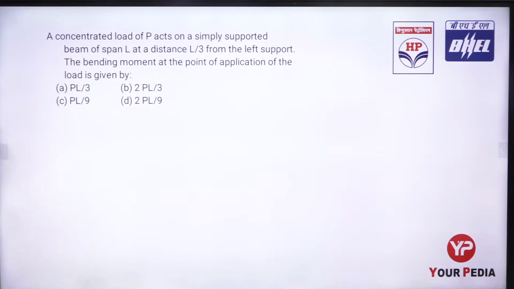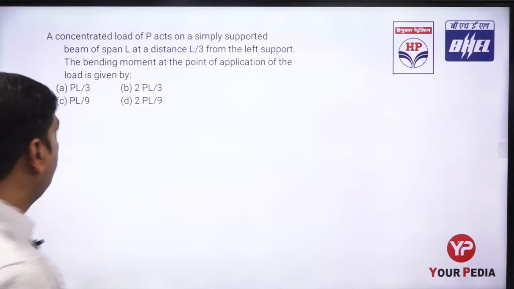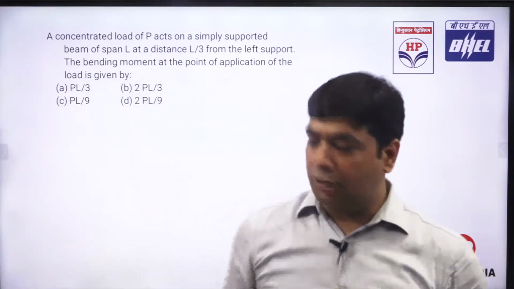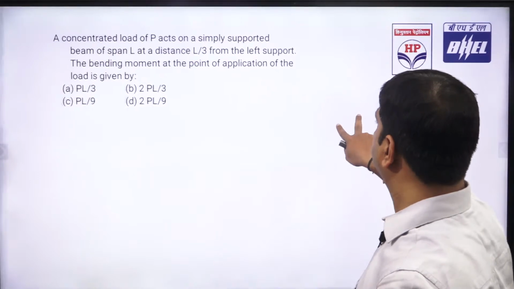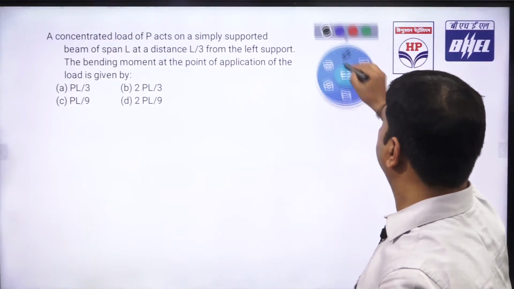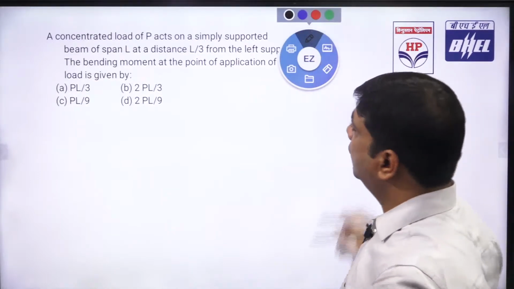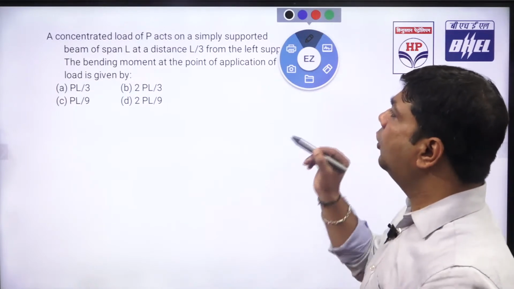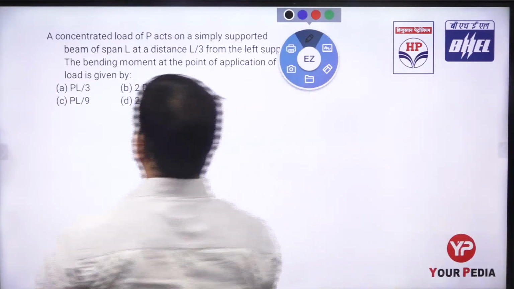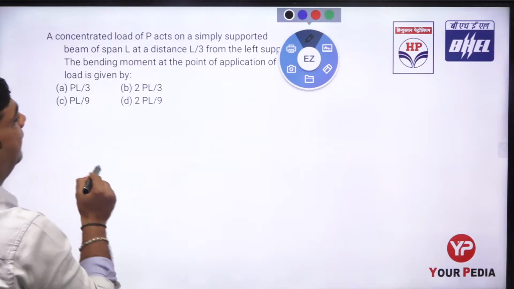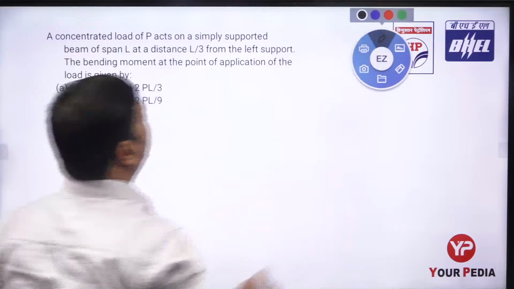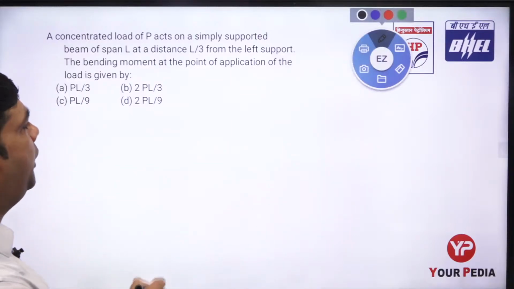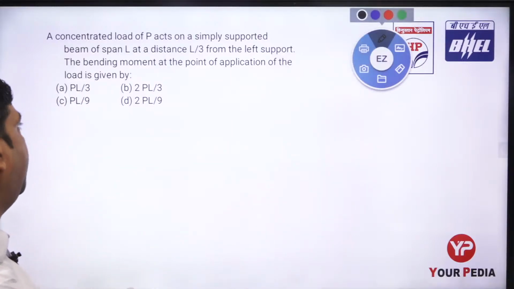Someone gave the answer B, someone gave the answer D. So I'm going to solve the question. The question is saying that a concentrated load of P acts on a simply supported beam of span length L at a distance L by 3 from the left support. The bending moment at the point of application of the load is given by.